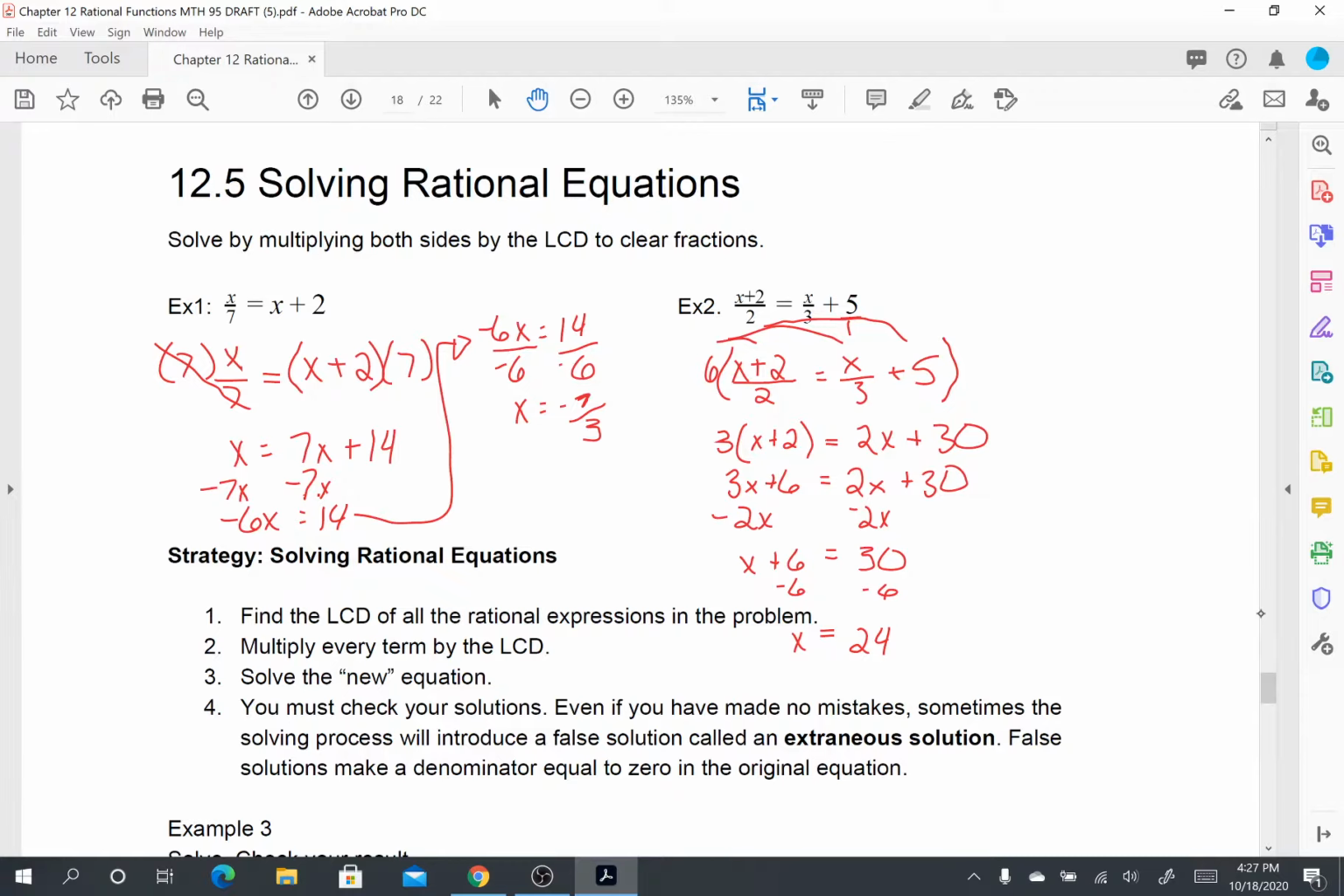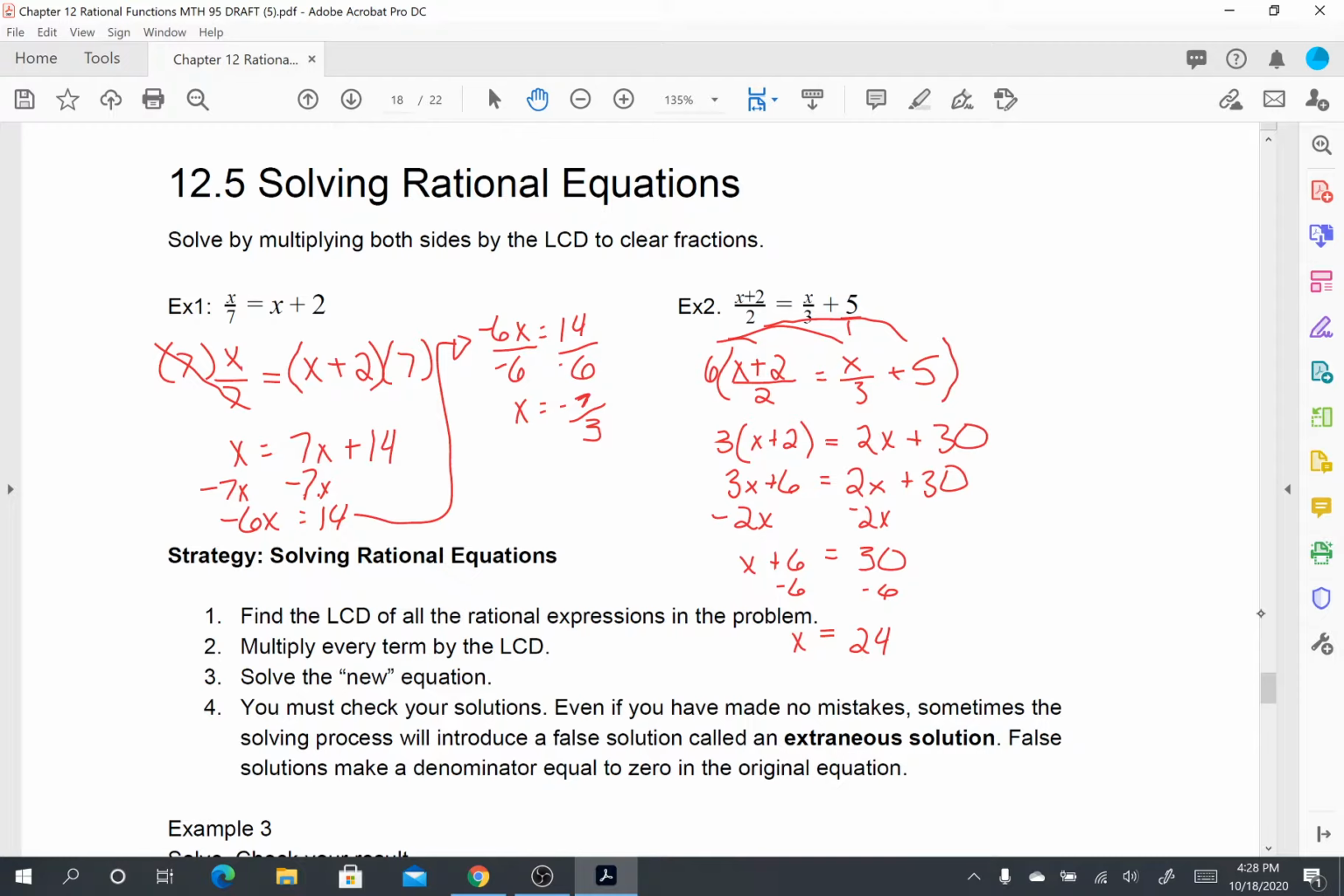So this strategy involves us finding the LCD of all the rational expressions in the problem and multiplying every term by that LCD to solve the new equation. You must check your solutions. Even if you've made no mistakes, sometimes the solving process will introduce a false solution called an extraneous solution. False solutions make a denominator equal to 0 in the original equation. Okay, so we must remember to check our work.